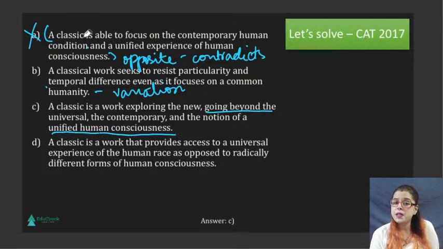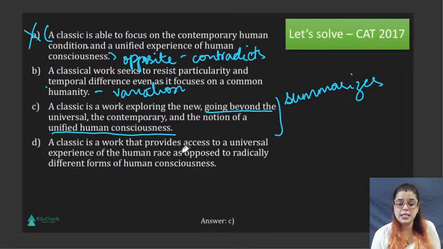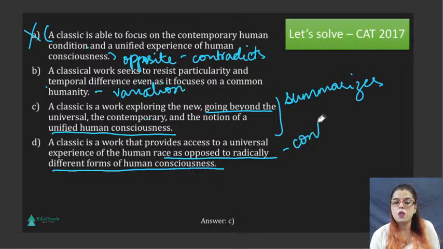Opposites. Option A talks about unified experience. Option C says it goes beyond the unified human consciousness. It talks about the contemporary. It talks about something which is not just universal. Isn't this what the passage was also talking about? So this very succinctly summarizes our entire passage, right? Option D says classic is a work that provides access to universal experience of human race as opposed to radically different forms of consciousness. This again, as opposed to radically different forms of consciousness, is a contradiction.